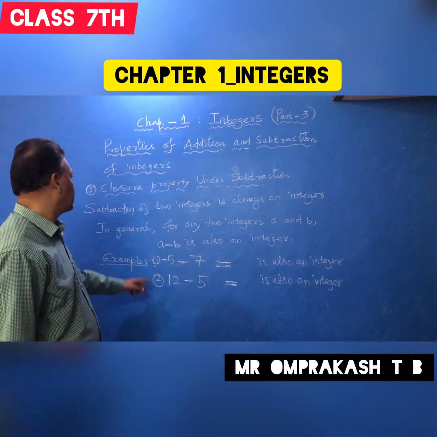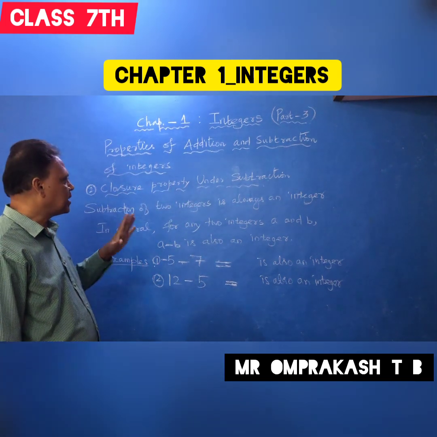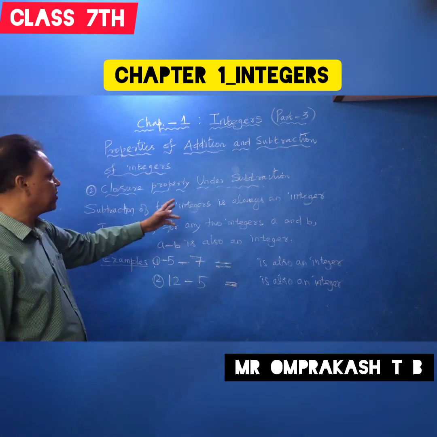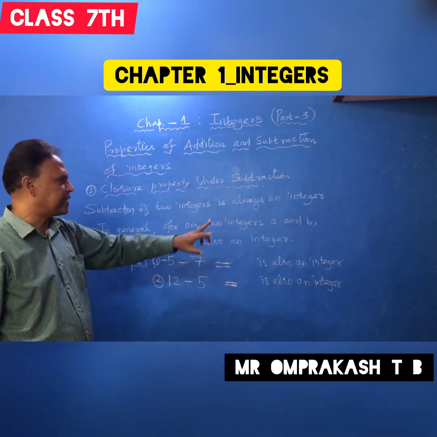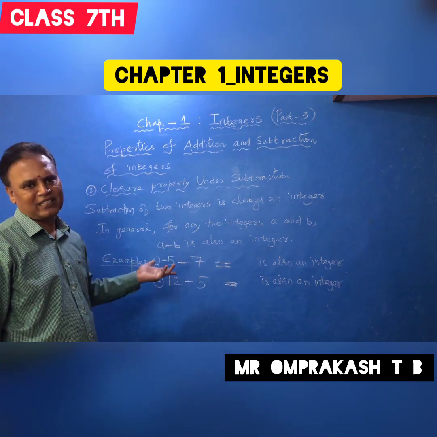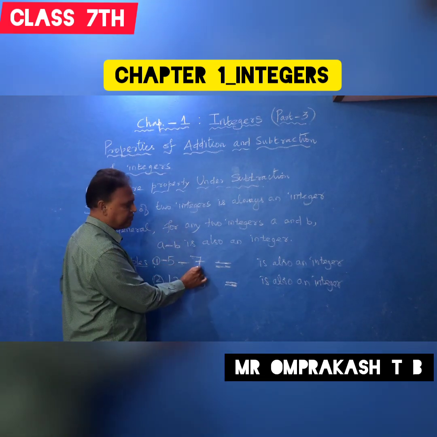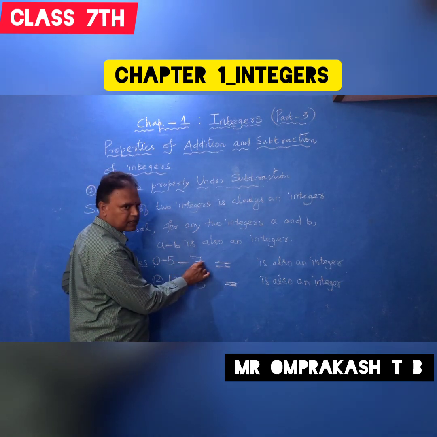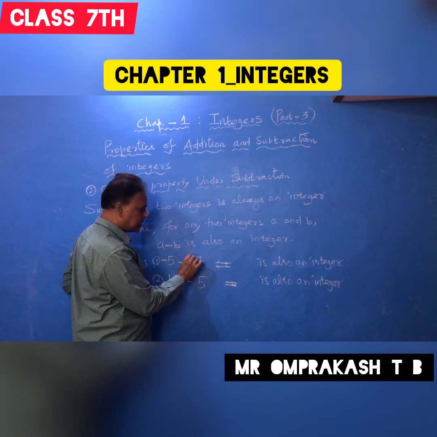Next we will see the closure property under subtraction. Under subtraction also the closure property is satisfied. Subtraction of any two integers is always an integer. So in general, for any two integers a and b, a minus b is also an integer, just like addition. Examples you see. First one: minus 5 minus 7. Minus 5, here subtraction, minus 7. That means subtract 7.